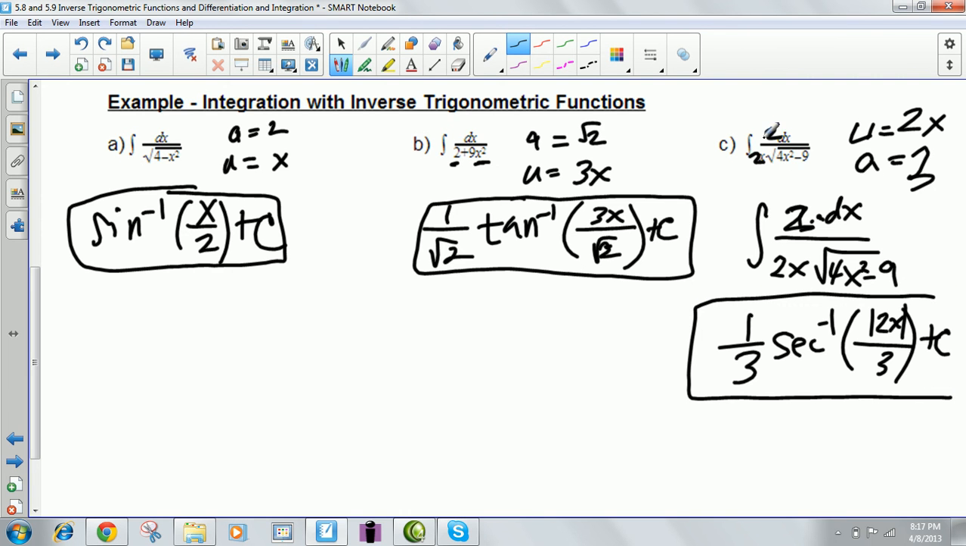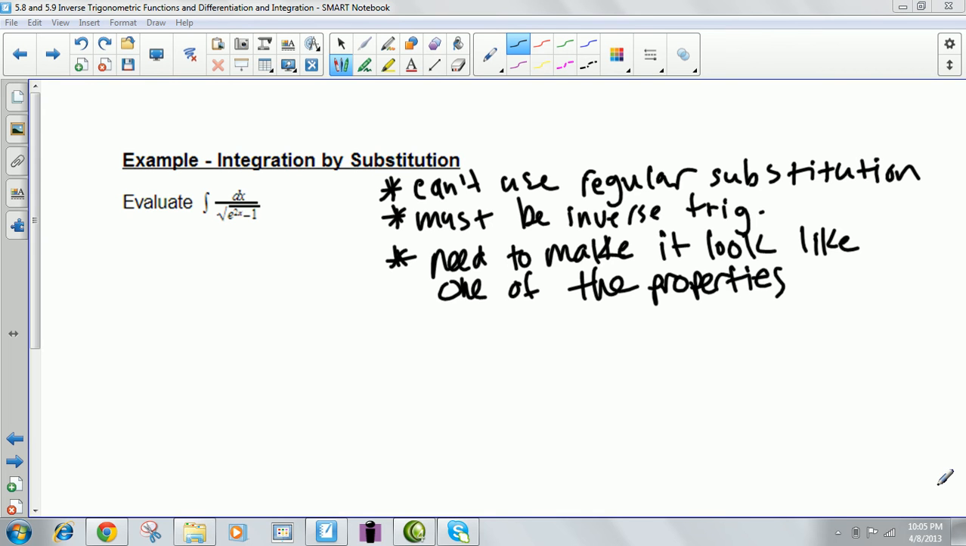Then when we integrate, you know your u is 2x and your a is 3, so it fits into that inverse secant. It's going to be 1 over a, which is 1/3, times the inverse secant of the absolute value of 2x over 3, and then plus c.